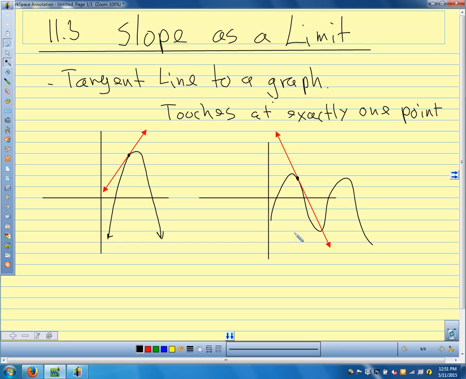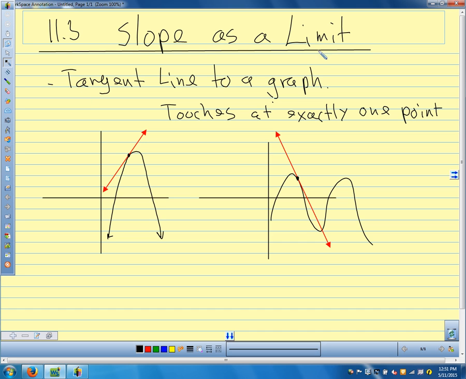The reason we're interested in this is that if this curve were describing the position of some object in relation to time, the slope of the tangent line would tell us the velocity, the speed of that object at that particular time. So the slope of the tangent line gives us information about this object. And finding the slope of the tangent line is one of the two major ideas in calculus. The slope of this tangent line, we call the slope of the graph at that particular point.